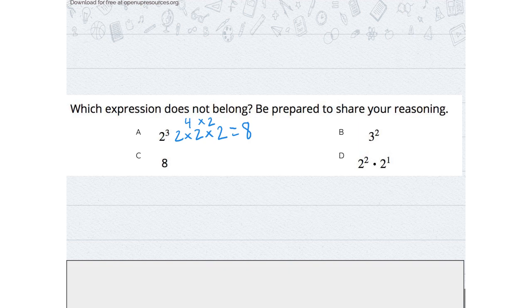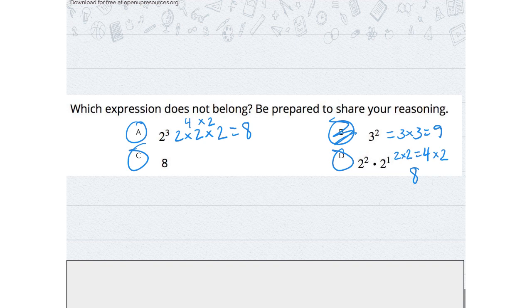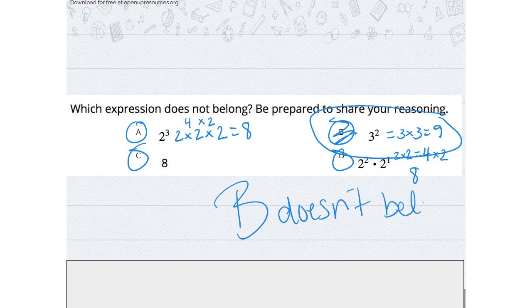B is 3 squared. Well, that's 3 times 3, and that equals 9. C is already simplified, it's 8. And then D is 2 squared. Well, 2 squared would be 2 times 2, and that equals 4. And then I have times 2 to the 1st, or times 2, and so that also equals 8. So options A, C, and D all equal 8. The one that doesn't belong would be B. All the others equal 8 except B.